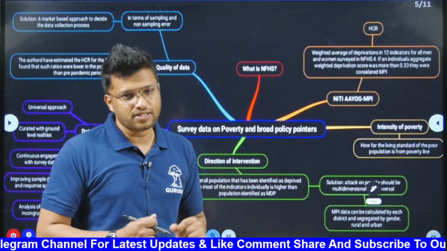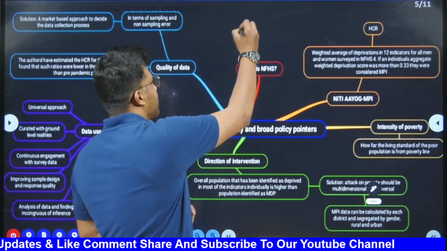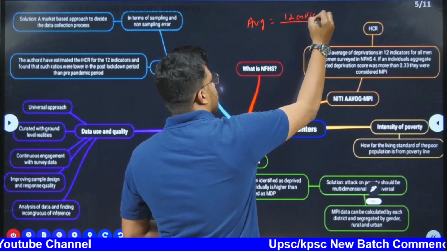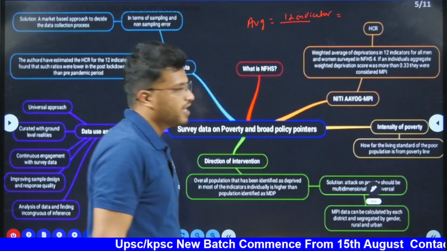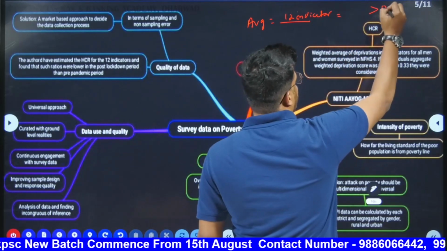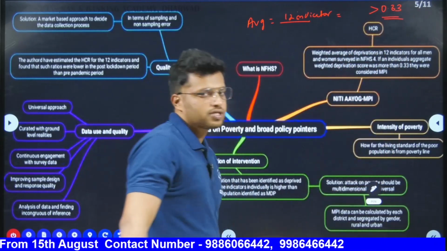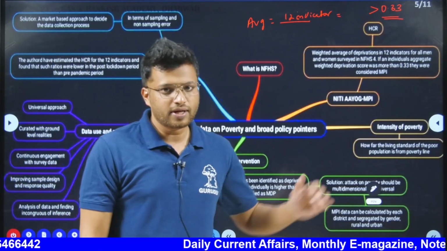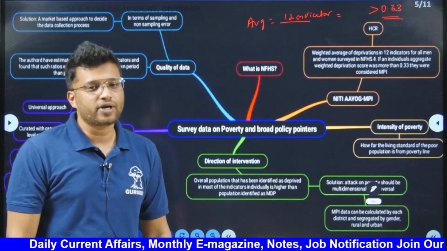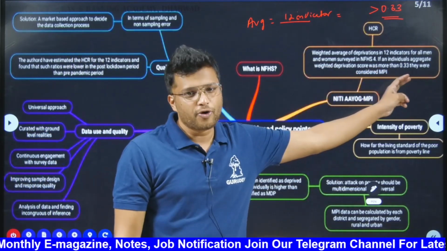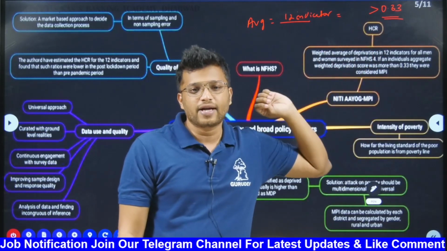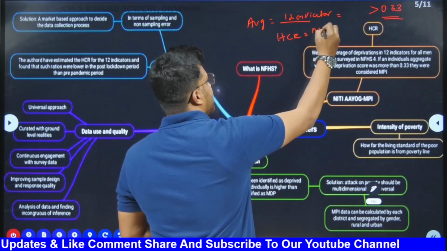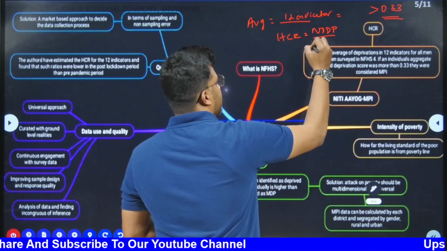So if the average of the deprivation in all the 12 indicators, if the score is more than 0.33, then that person is considered multidimensionally poor. That is the significance of your multidimensional poverty index. If it is above 0.33, then that is counted in the total head count ratio. Head count ratio is your multidimensionally poor divided by the total population.